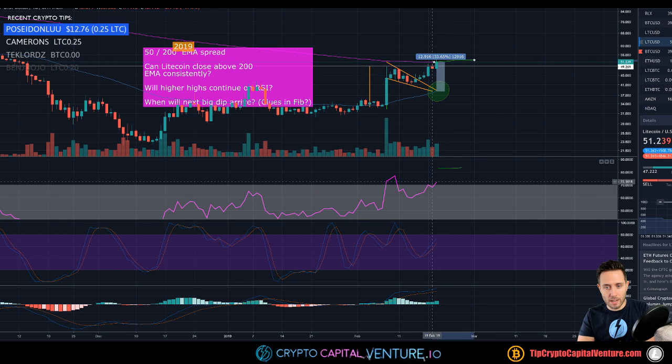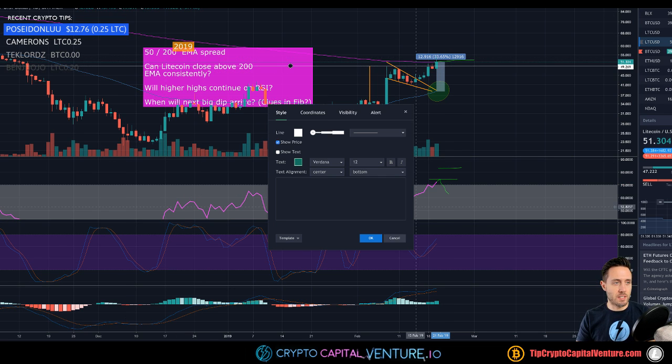Are we going to see this previous swing high on the RSI broken, or are we going to see resistance before it happens? That's very important. Resistance before it happens would look something like, we stall out and we come back down. That is another extremely important data point to be watching in terms of Litecoin.